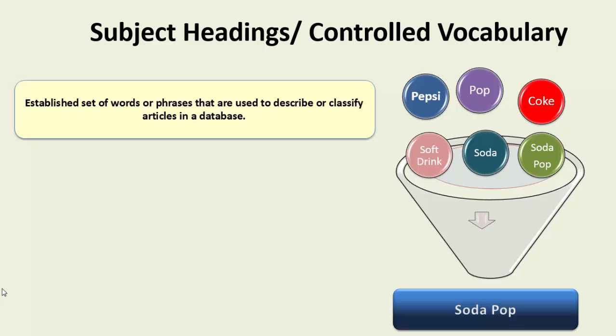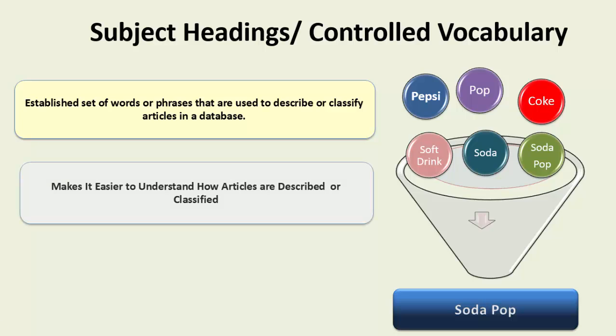Subject headings are also called controlled vocabulary. All they are is an established set of words or phrases that are used to describe or classify articles in a database. What makes them so effective when searching databases is that it makes it very easy to understand how articles are described or classified. When using a controlled vocabulary, you don't need to guess how an article will be classified if you understand what the subject headings are or what the possibilities are for subject headings in a database.